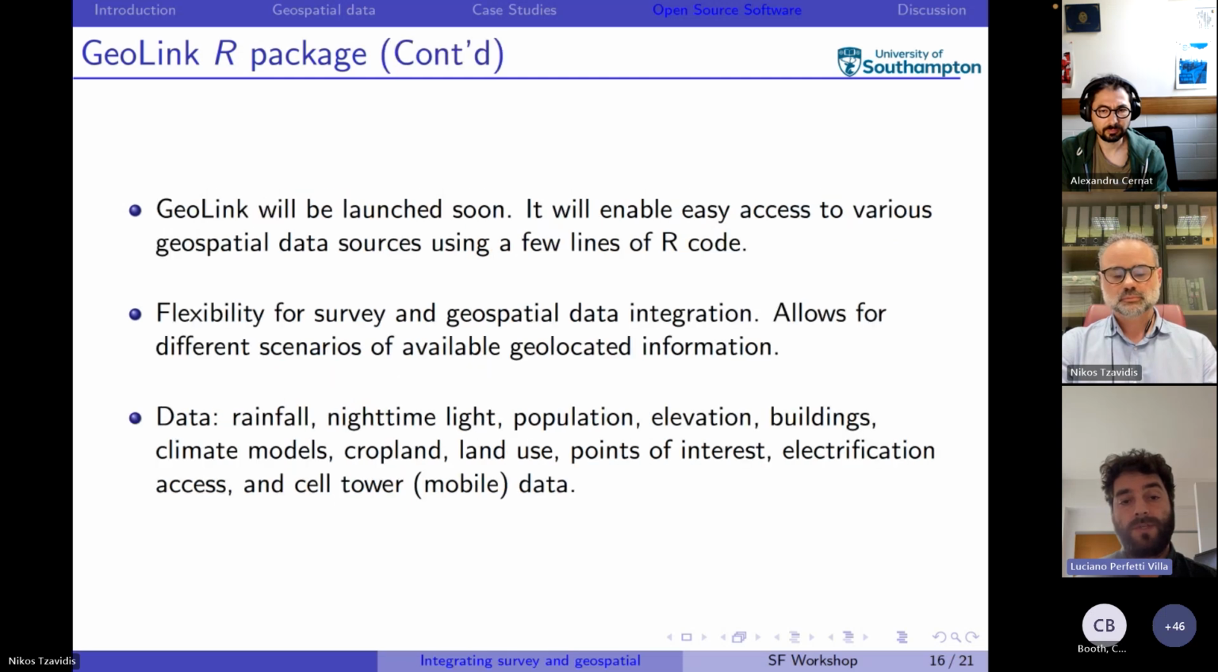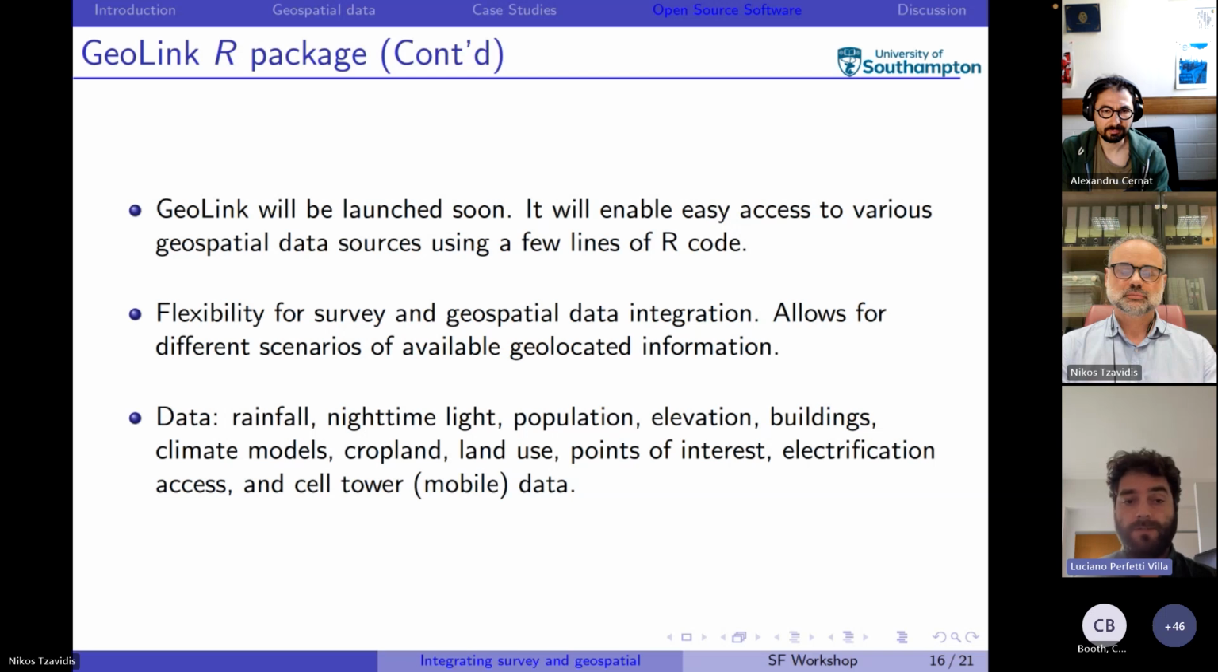What we want with this GeoLink package, which will be launched soon, hopefully, is to enable easy access to various geospatial variables with just a few lines of R code. We expect it to have high flexibility, in the sense that you can get information from the geolocation of the households, or from shape files or any other type of geospatial object that you have, which allows for different scenarios depending on the case you have at hand.